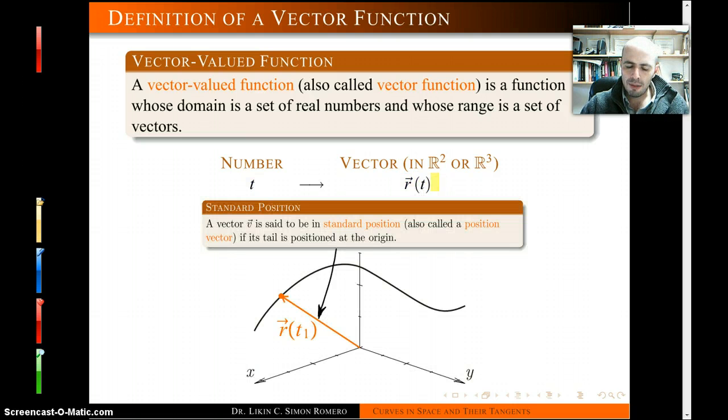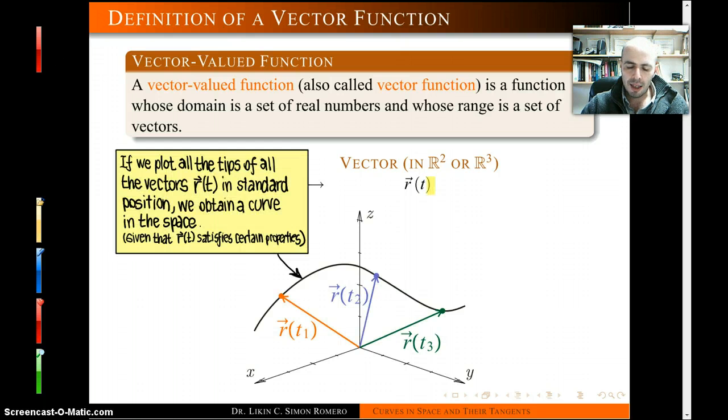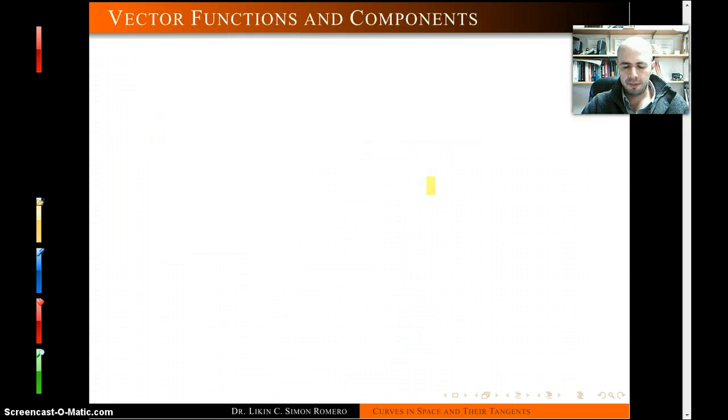Geometrically, what it means is that if we put the outputs of the vector function in standard position, then with different t's, the value of the vector function may change. And at the end, if we plot all the tips of the vectors in standard position, we obtain a curve in space. And the curve is going to be nice if it satisfies certain properties that we will see later on.